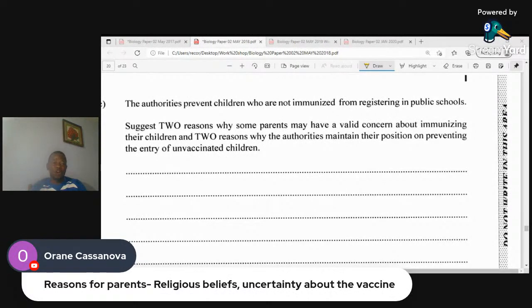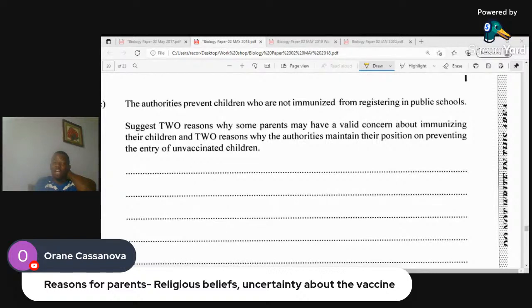All right, so reason for parents, they could have religious belief and they are uncertain about the vaccine. I think Casanova is spot on. Religious belief, we have heard about the cases of the Tuskegee experiment. I don't know if you are too young to know about that, or if your teacher would have passed that in ethics in science. The Tuskegee experiment, where persons were injected with gonorrhea and they were given placebo as treatment for the gonorrhea. They did not know it, and that was an unethical experiment.